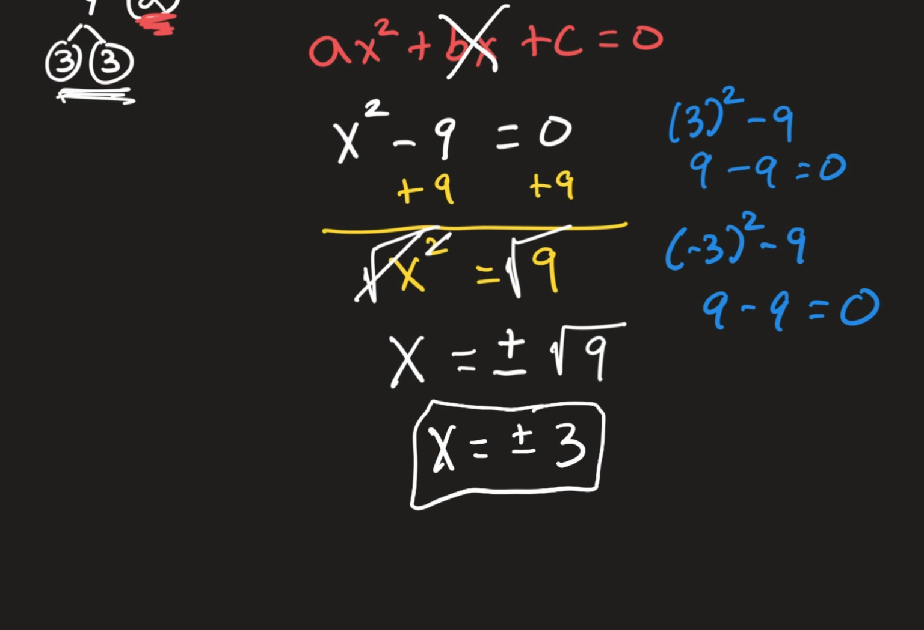So because we're squaring it, our result has to be positive or negative, because when you square a positive, it's positive. When you square a negative, it's still positive.